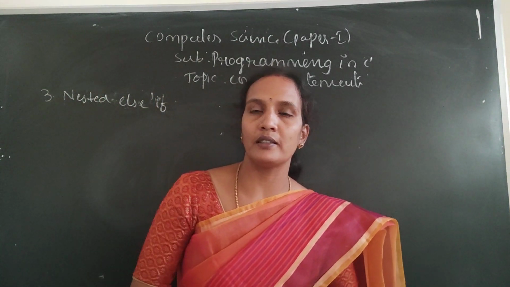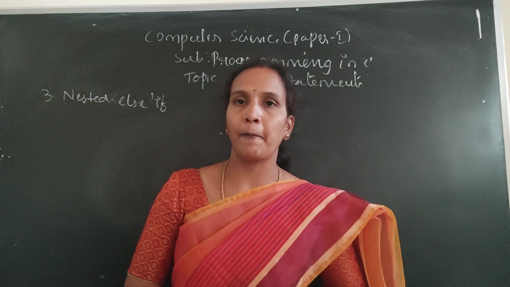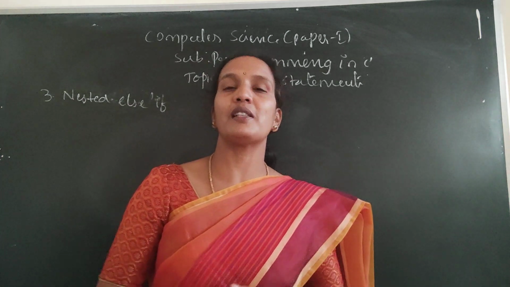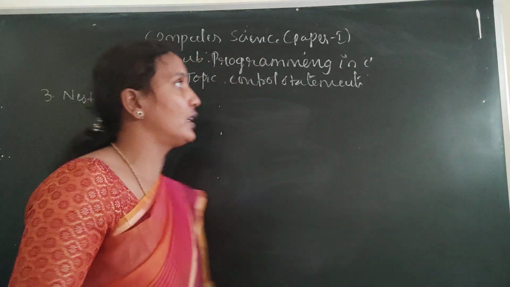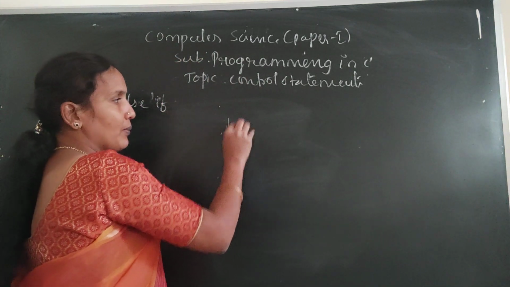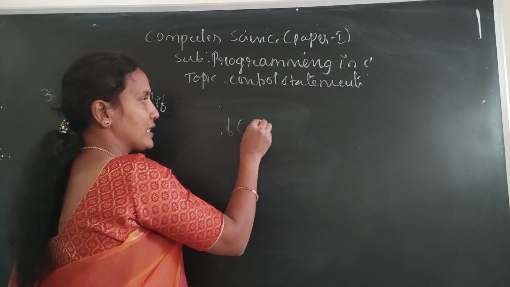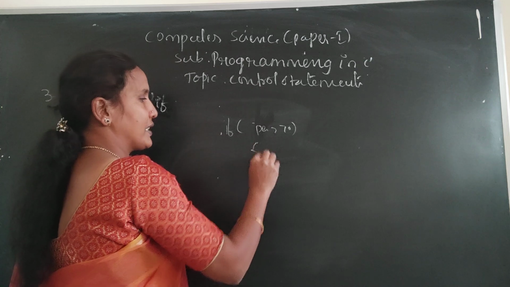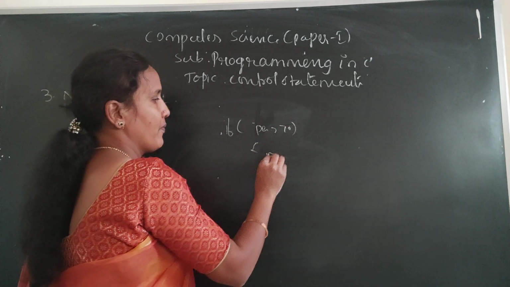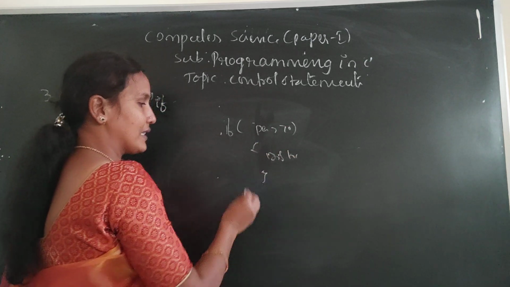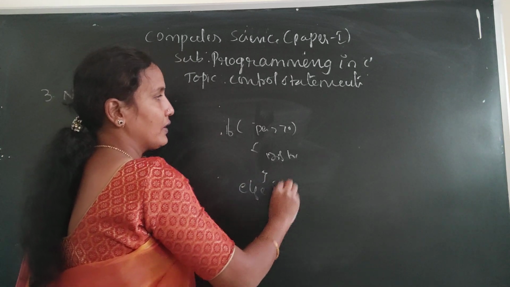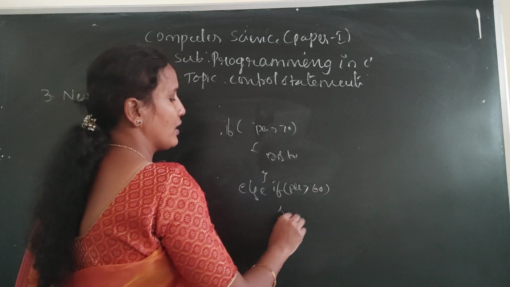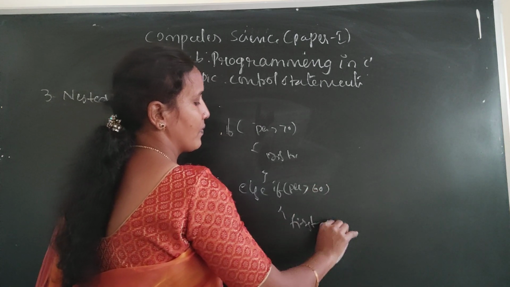See, you are checking a condition. I will give you one live example. You are checking the grade of the student. Then how will you check? If percentage is greater than 70, first class, for example distinction. Okay. Else, if percentage greater than 60, it is a first class.